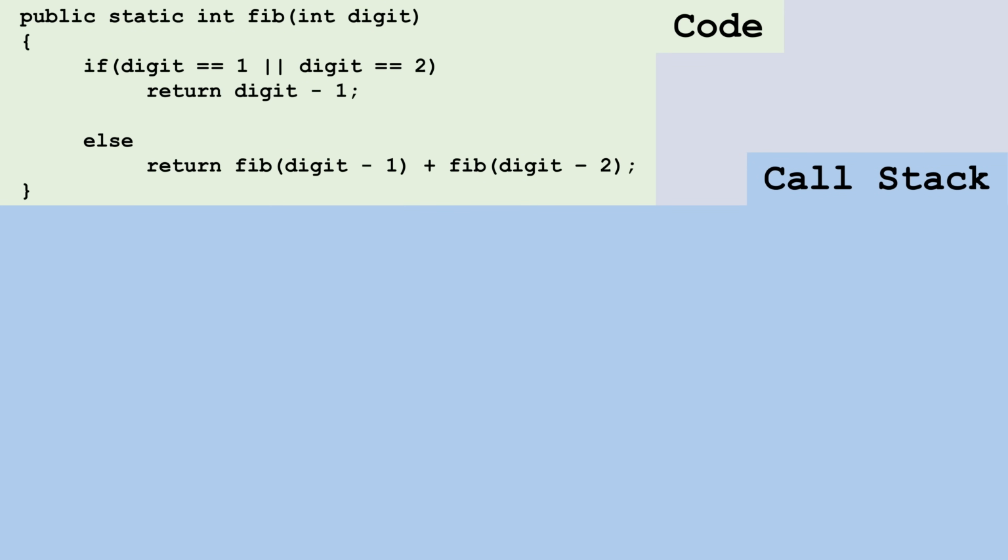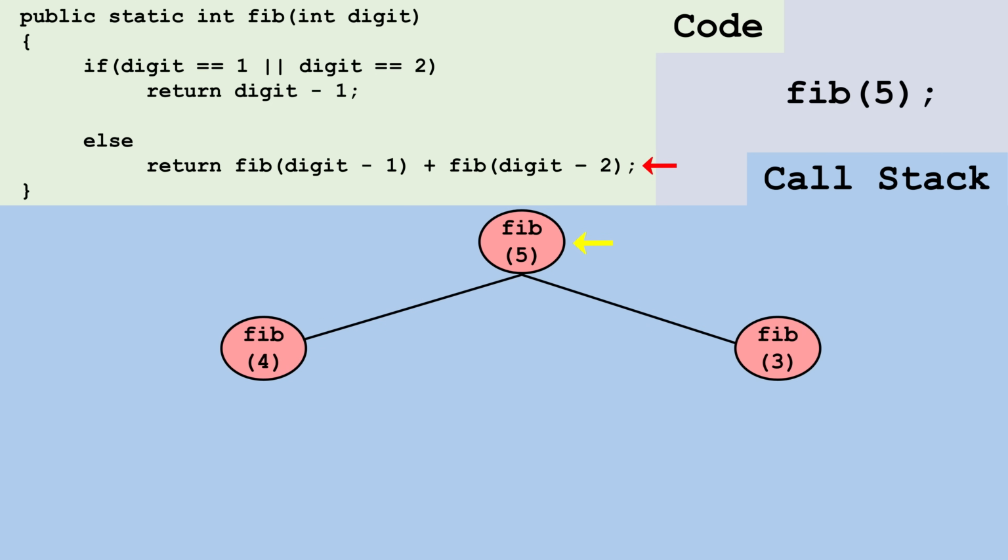Recursion trees are a useful technique for visualizing and understanding the behavior of tree recursive algorithms, including binary recursion. We start with our first call to fib and pass the value 5. This is not the base case because digit is not equal to 1 or 2. We go to the recursive case and make 2 calls to the same method. We call fib digit minus 1, which is 4, and then digit minus 2, which is 3. You can see how the 2 calls branch off.